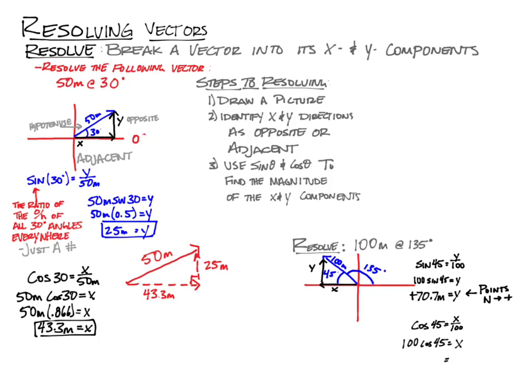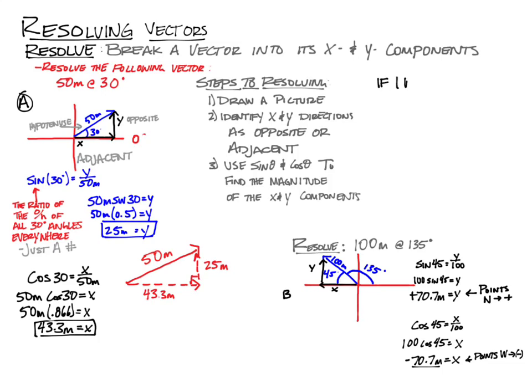Plug that into the calculator, and we see that our x comes out to be also 70.7 meters. But this x stuff points west, which makes it negative. We have negative 70.7 meters. So I've got my y and x components of these two things. So let's call them A and B.